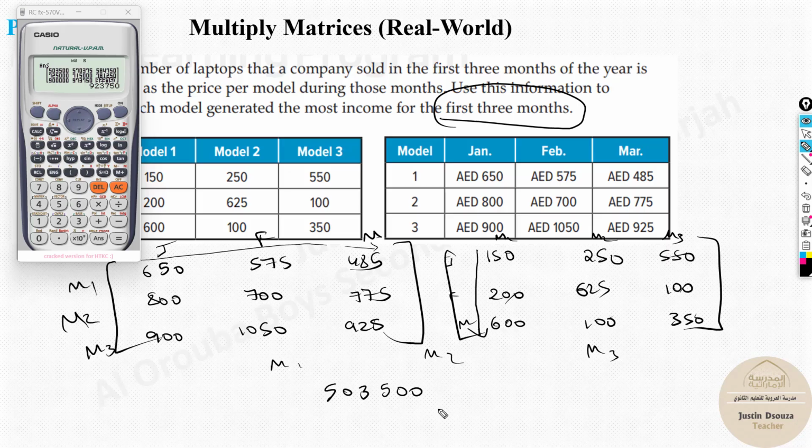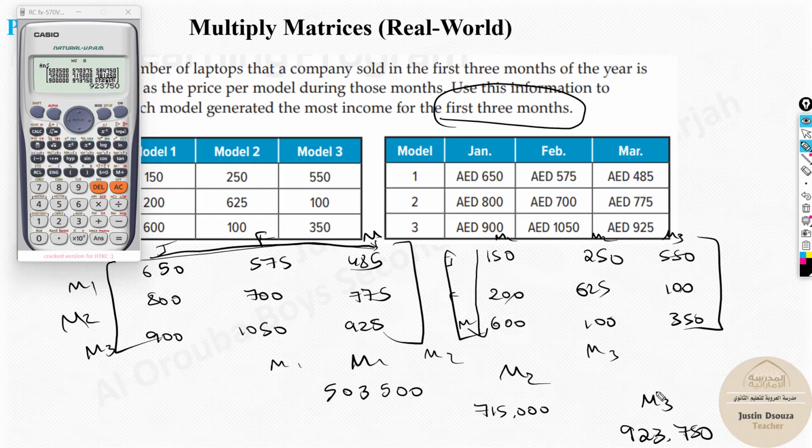So let's write over here, it was the 715,000 and last one was 923,750. So which did produce the maximum? This is all 3 months. See, Jan, Feb, March, everything is taken and multiplied. So whatever the answers we get, yes, this is for model 1, second one is for model 2, and this is for model 3. But this is the first 3 months, the money generated, the income generated.